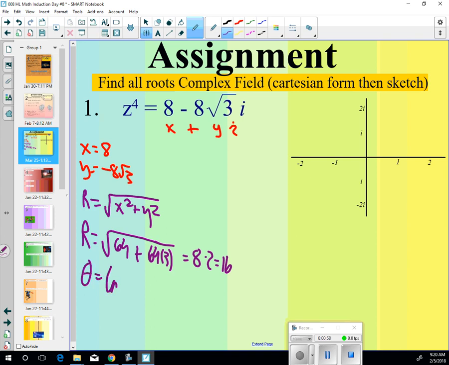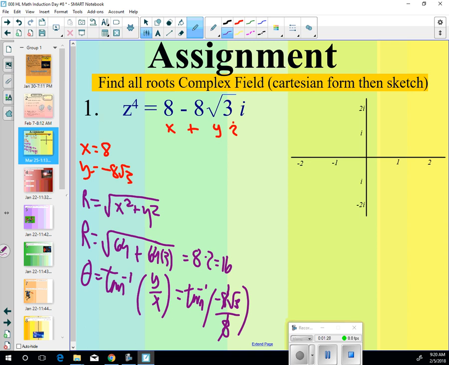Theta is the inverse tangent of y over x. And y in this case is negative 8 square root of 3 all over 8. In IB, you'd be asked to know this without a calculator. What's the inverse tangent of the square root of 3? Pi over 3. That's the big one, 60.